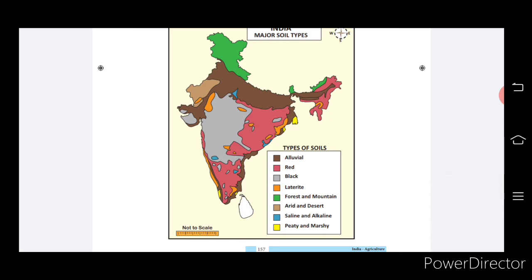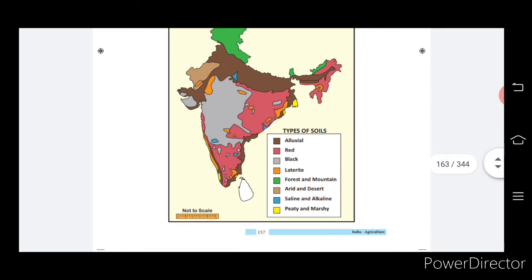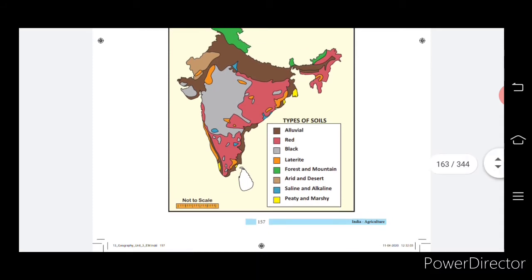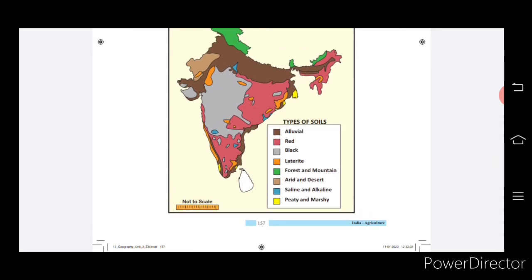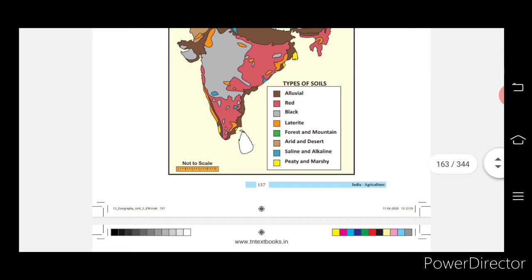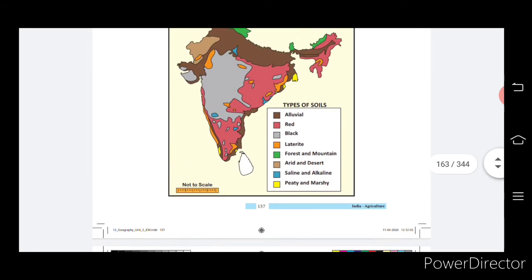And coming to the arid and desert soil, it is light brown, that is on the left side, near Rajasthan, Gujarat, that is the desert area, very dry area. And saline and alkaline are the blue color, where it is very less. And the peaty and marshy is yellow in color, it is very less, that is 1 point something percent. So these are the 8 types of soil you have to remember in your mind.